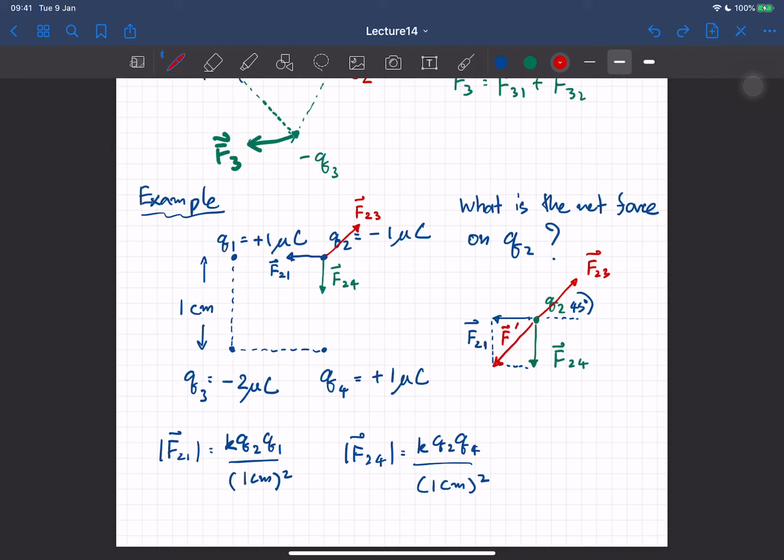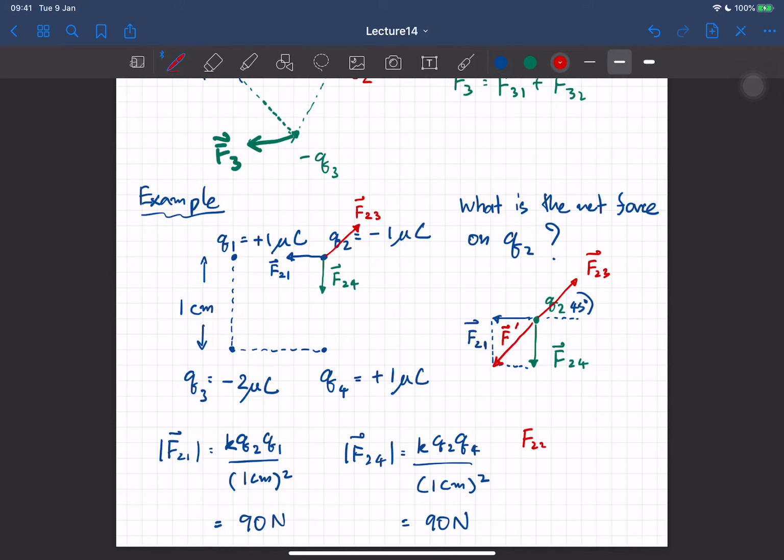So let's just calculate quickly the value. So the value for F21, which is the same as F24, so we don't need to repeat it. So I'm gonna do this calculation. So I got this 90 newtons. You can check again because like you saw before that sometimes I got the calculation wrong, but hopefully not wrong here. So F21 is 90 newtons, F24 is also 90 newtons. And we're gonna need this in the end anyway.